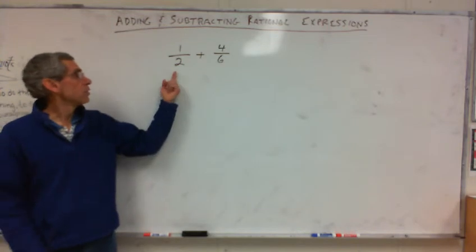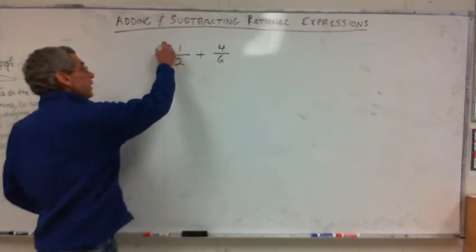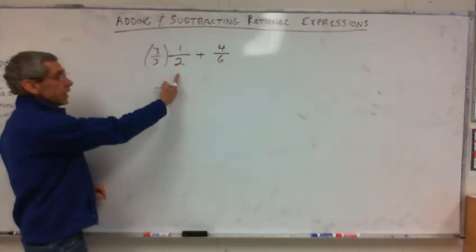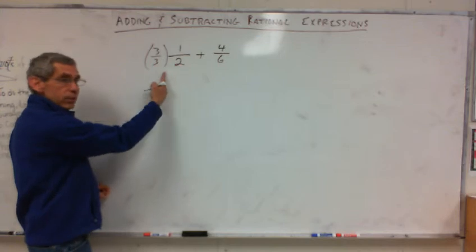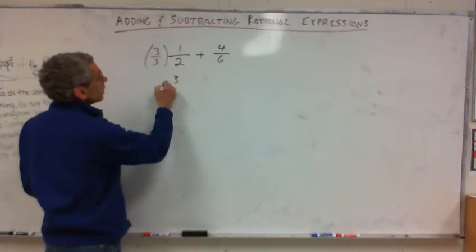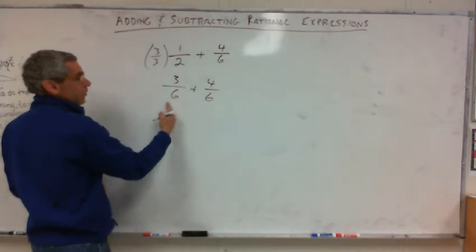Yeah. So everybody probably would agree with me, 2 times 3 would equal 6, right? So immediately I'm going to just do 3/3. That is the value of 1. I'm not changing the value of this fraction, I'm merely changing the way it looks. So multiply 3 times 1, it's 3. 3 times 2 is 6, plus 4/6. Now I have common denominators.